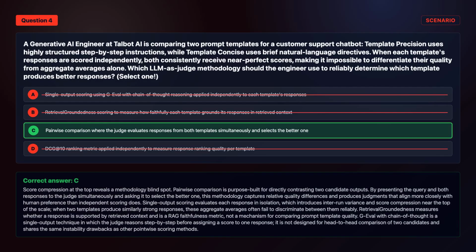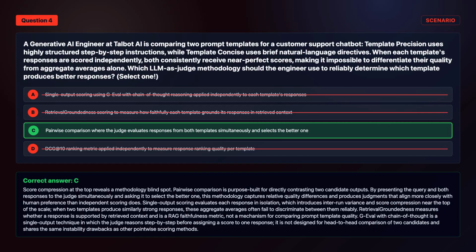The correct answer is option C. Score compression at the top reveals a methodology blind spot. Pairwise comparison is purpose-built for directly contrasting two candidate outputs. By presenting the query and both responses to the judge simultaneously and asking it to select the better one, this methodology captures relative quality differences and produces judgments that align more closely with human preference than independent scoring does.